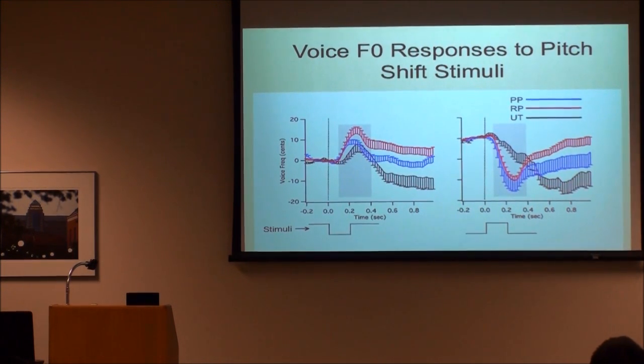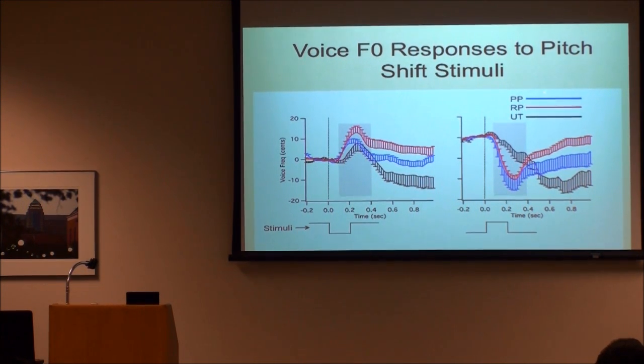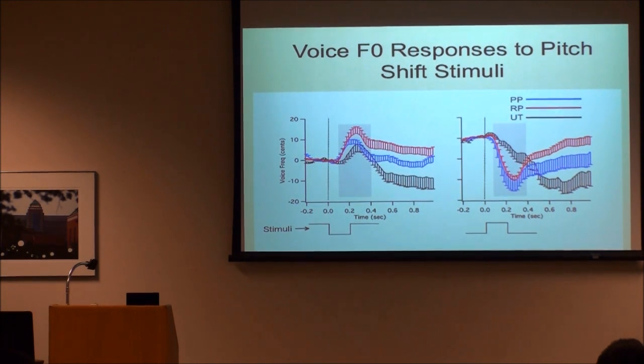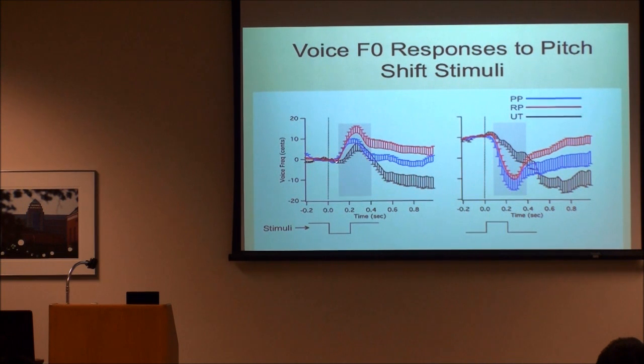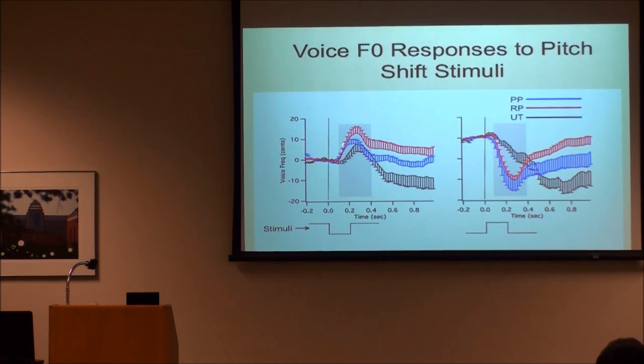Now there's another thing. Here are the behavioral responses, the voice responses. Color coding: blue is perfect pitch, red is relative pitch, and untrained musicians. On the left we show, these are grand averages across all subjects. With a downward pitch shift stimulus, the musicians begin an upward response much more rapidly than do the non-musicians. And after the response, the musicians start coming back down much more rapidly than the untrained musicians.